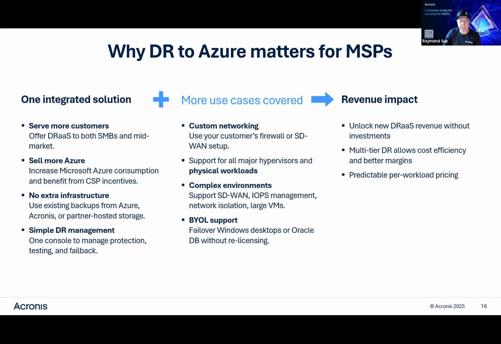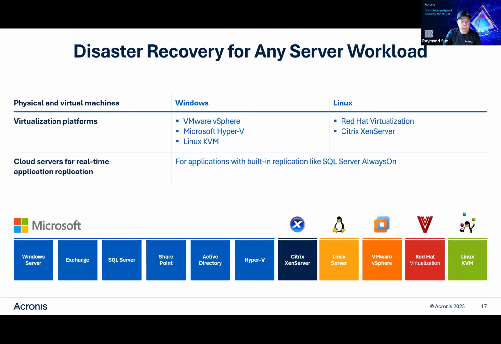And what this comes down to is revenue impact. So now you can unlock new disaster recovery as a service revenue without any additional investment. And then you have predictable workload pricing as well. With the Acronis Cyber Protect Cloud, we can protect any server workload, as well as many of the virtualization platforms that are available out there. We don't support Mac. Mac is a different thing, but we do support Windows as well as Linux for disaster recovery.